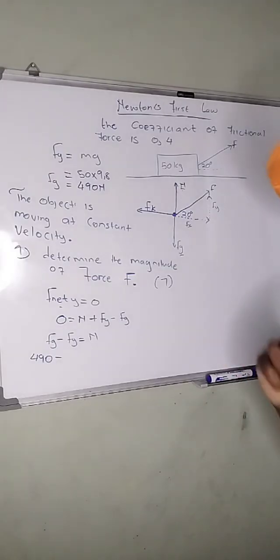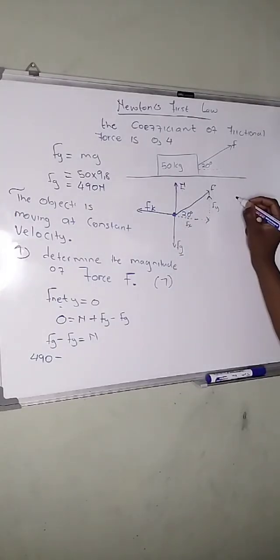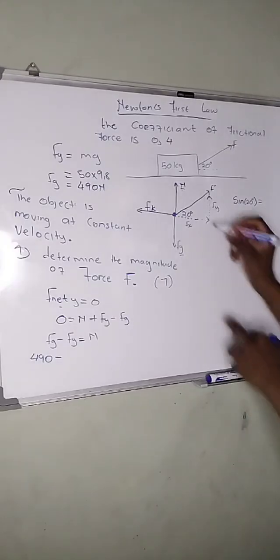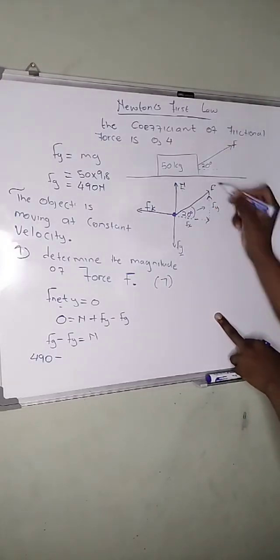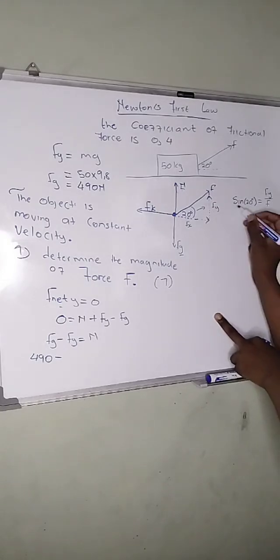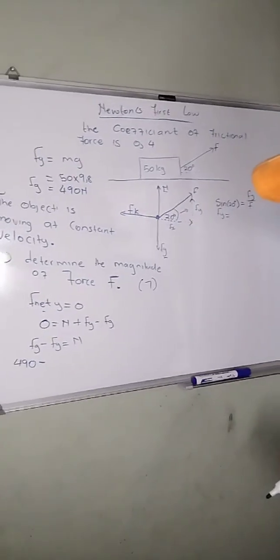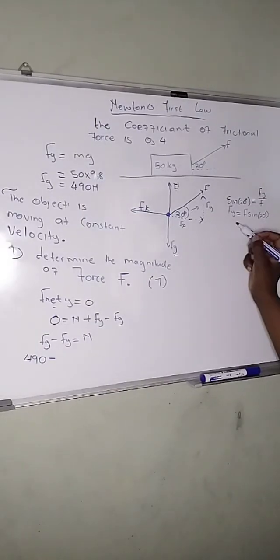My Fy in terms of F is going to be how much? Remember, if I say sine 20, what's going to be the ratio there? Because the 20 is opposite to Fy, so it's going to be Fy over F. Then my Fy is going to be F sine 20.